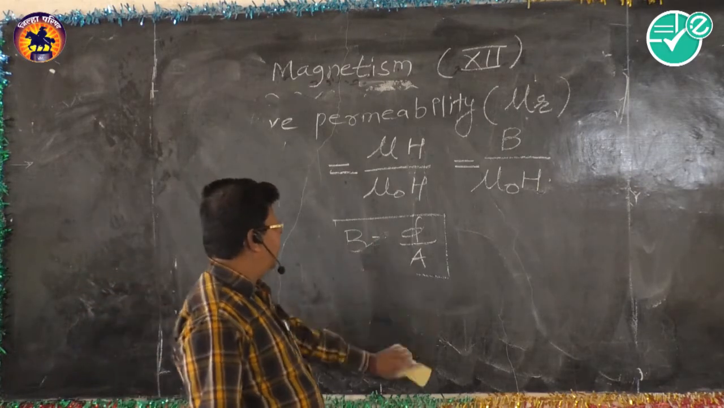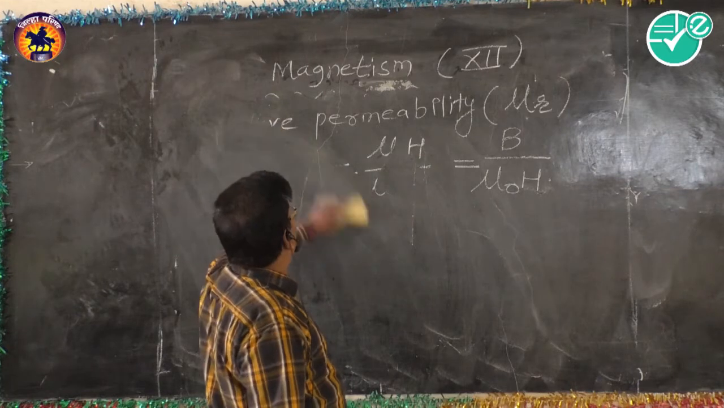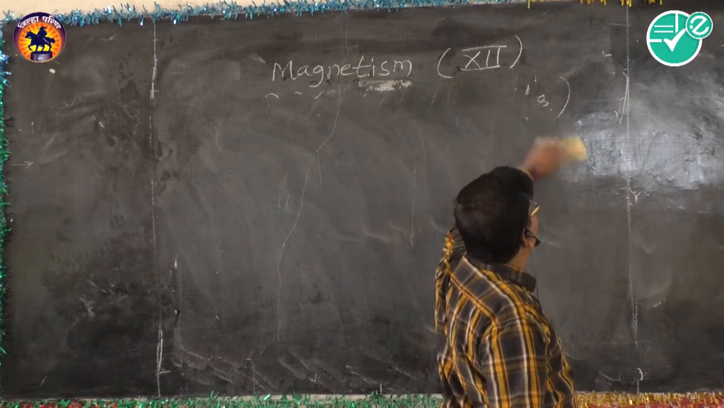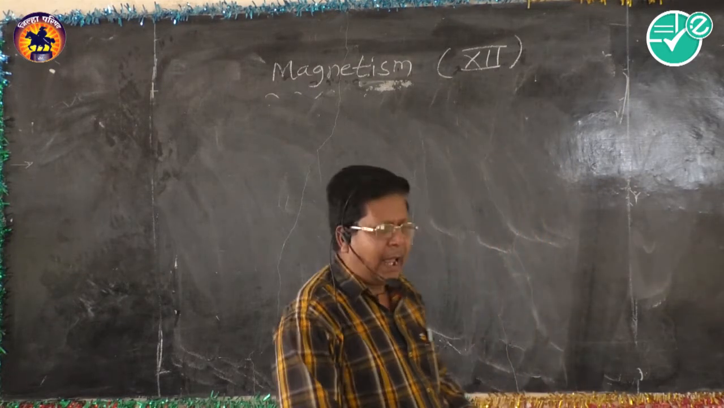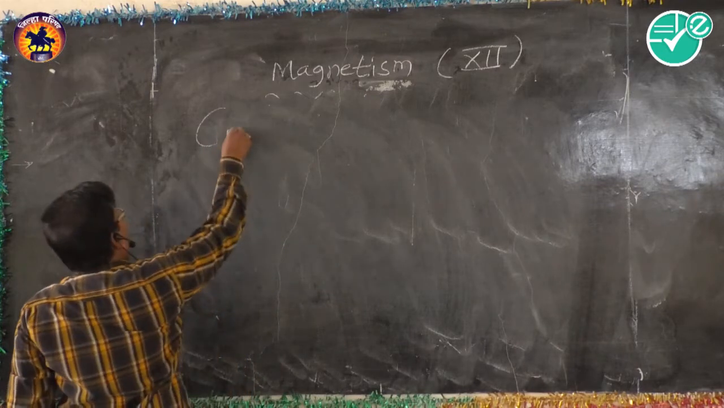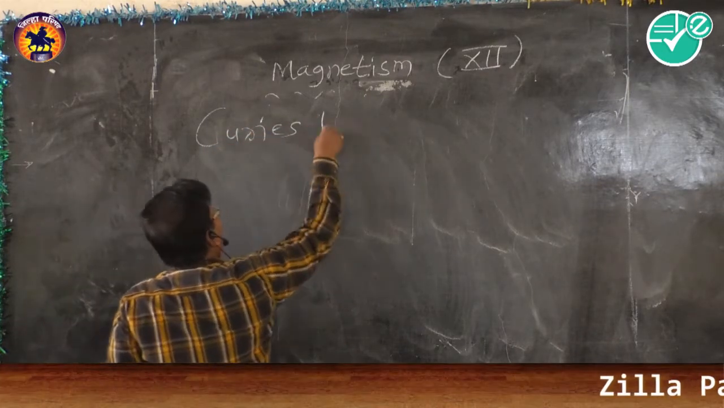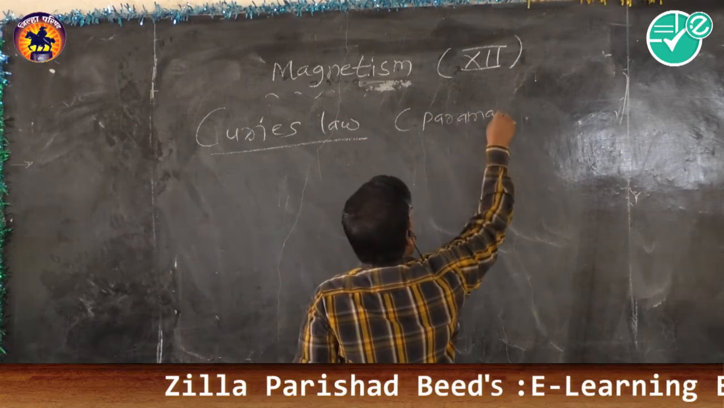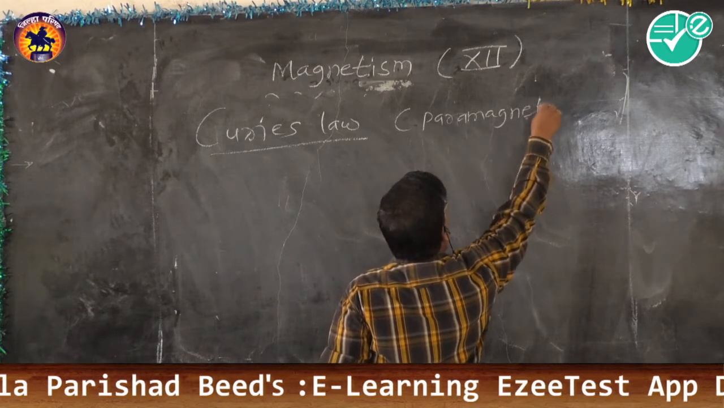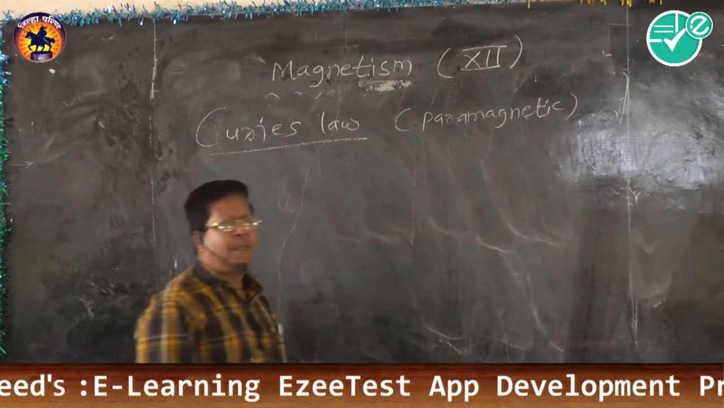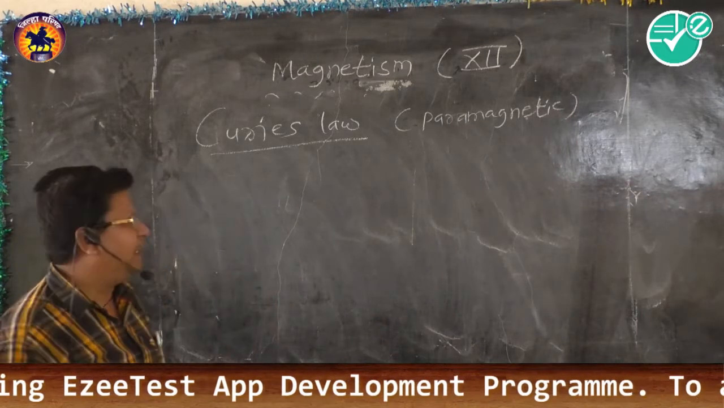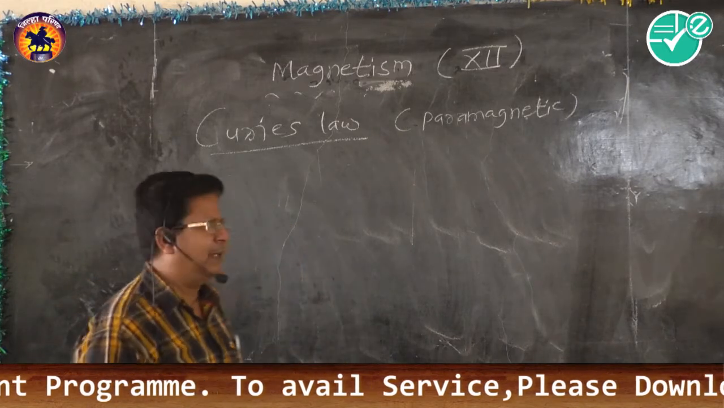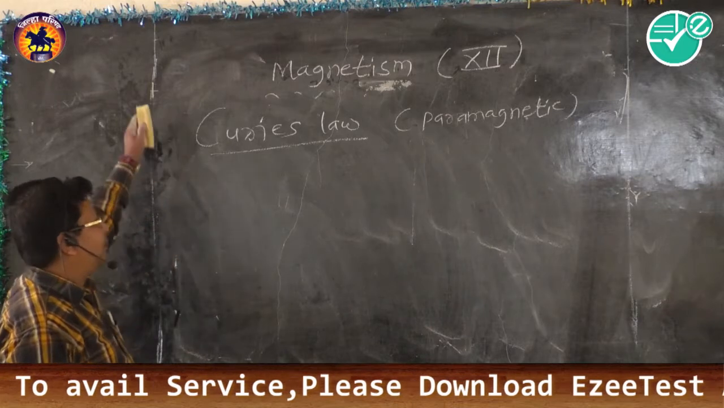Before that, we are going to study one article in this chapter which is known as Curie's law. This Curie's law is for paramagnetic substances. The substances which are weakly repelled by a magnet are called paramagnetic substances. For example, aluminium, chromium, etc.